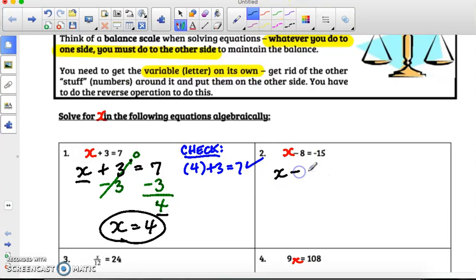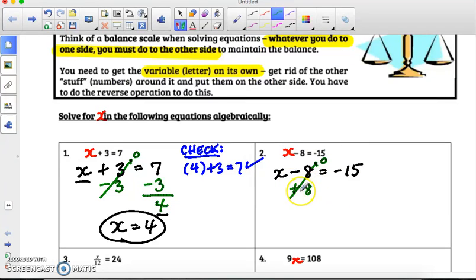So I'm going to recopy x minus 8 equals -15. Now this time you have -8 attached to the x. We want to get rid of the -8. So again, I'll do this in a different color. I'm going to go +8 because I want that to go to 0. So it cancels out. Okay.